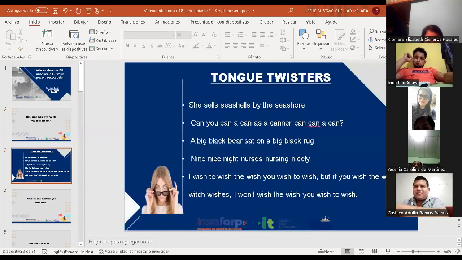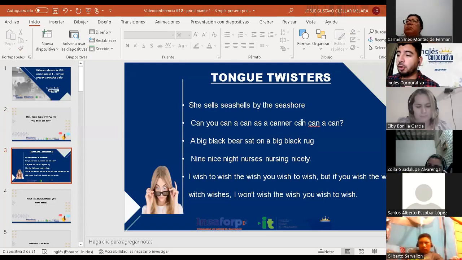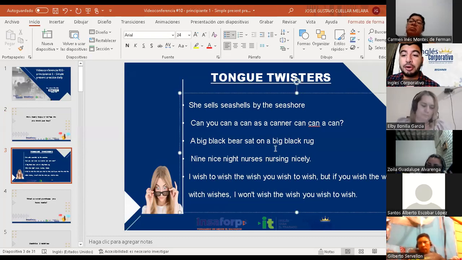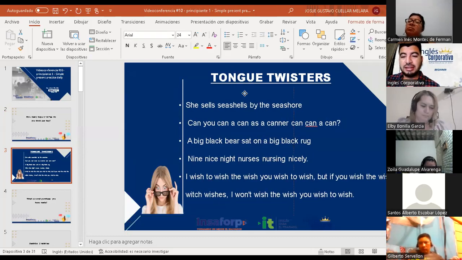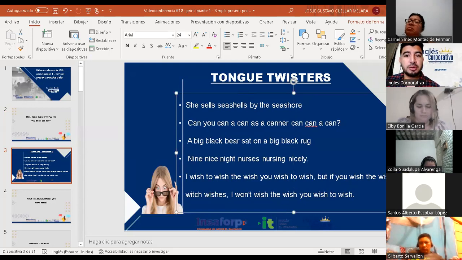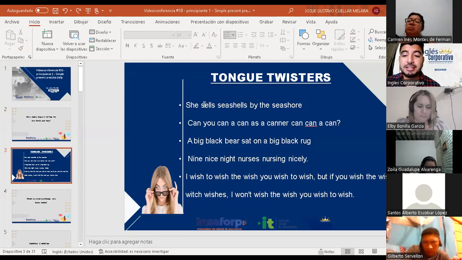So here we have some tongue twisters. The tongue twisters are practically or basically like a technique or a strategy to improve our fluency. Es como una técnica o parte de la estrategia para mejorar nuestra fluidez. Okay. So in this case, here we have the first one that is, number one, she sells seashells by the seashore.